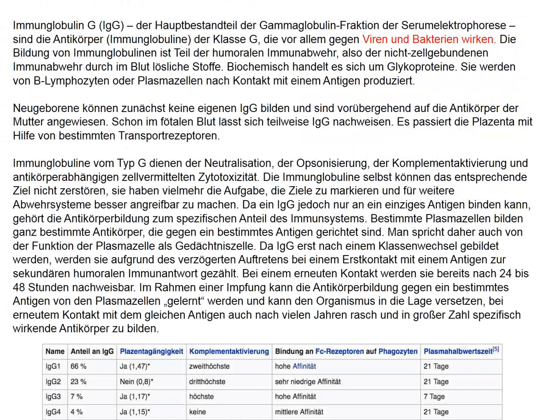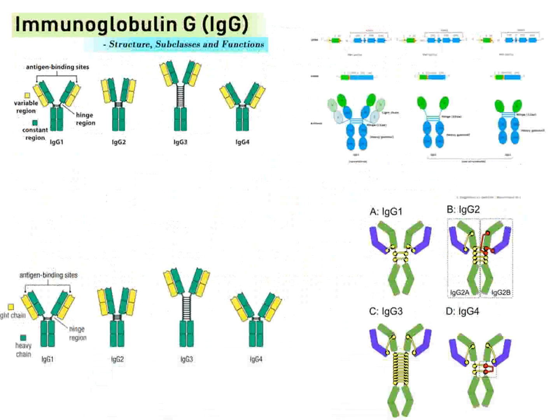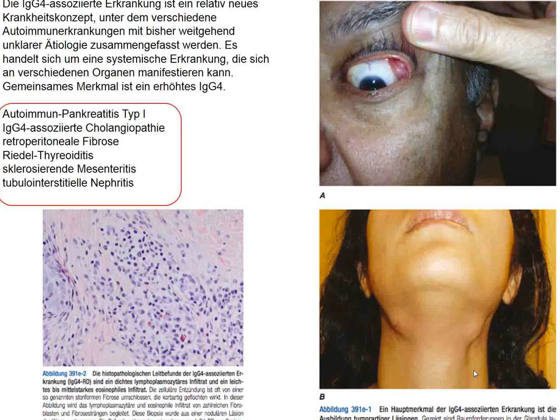There are 4 different classes of immunoglobulin. They are produced by B cells in response to viral diseases and bacteria. And the immunoglobulins of the G class differ in terms of their hinge region. That's this business here. And IgG4 shows this particular configuration compared to the other IgGs. I'm not really knowledgeable enough about them to give you more details.